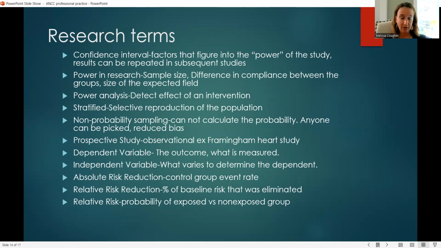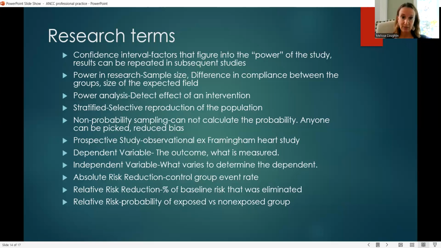Research terms. So the confidence interval is factors that figure into the power of the study, which are results that can be repeated in subsequent studies. Power in research is sample size, difference in compliance between groups, size of the expected effect. The analysis is to detect effects of the intervention. Stratified is selective reproduction of the population. Non-probability sampling is just picking anyone out of the crowd to reduce bias.